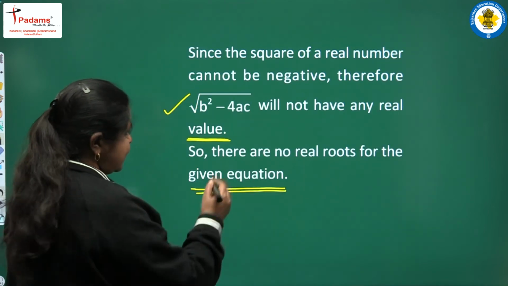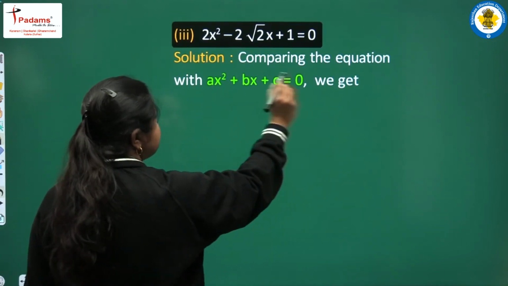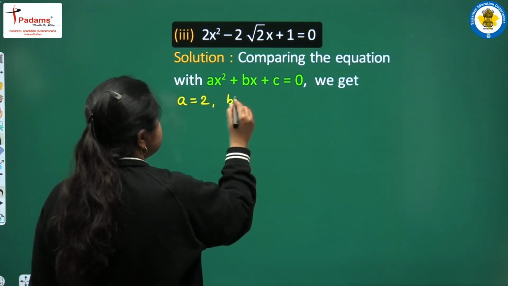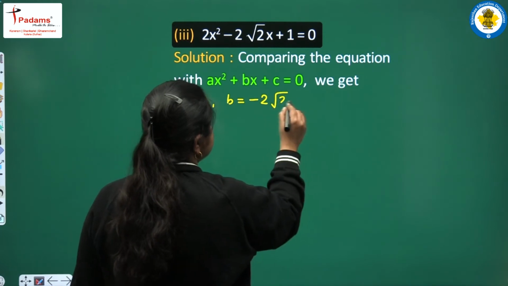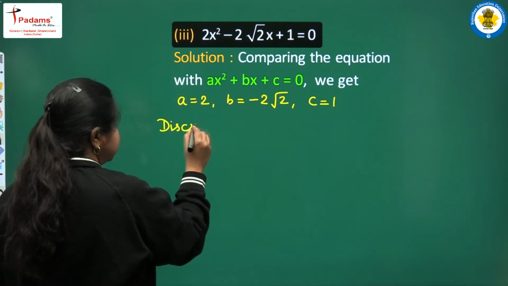Okay, now we move towards the third part, this one. Here again comparing the equation with this form, we get a equal to 2, b equal to minus 2 root 2 and c equal to 1. Again first we find the value of discriminant.